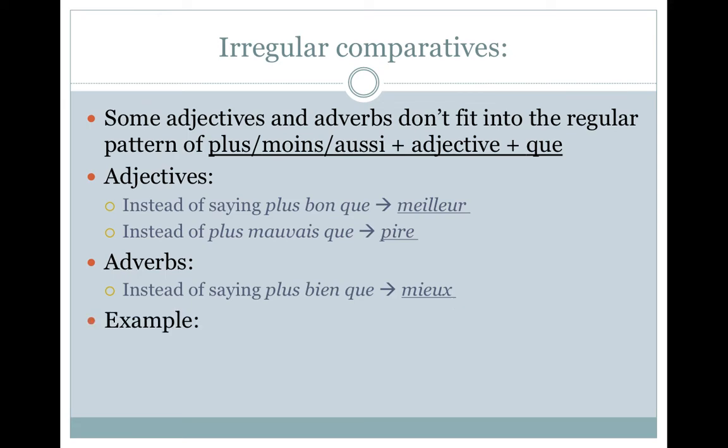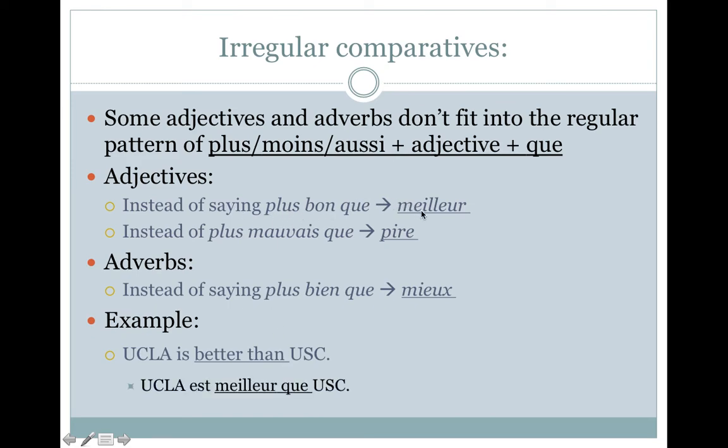So looking at an example of an irregular comparative back from our first slide, saying UCLA is better than USC. So we're looking for an adjective and we're trying to say it's better than. So we just say UCLA est meilleur que USC. You don't say plus bon que, you say meilleur que. So that is our one irregularity here for the comparative.